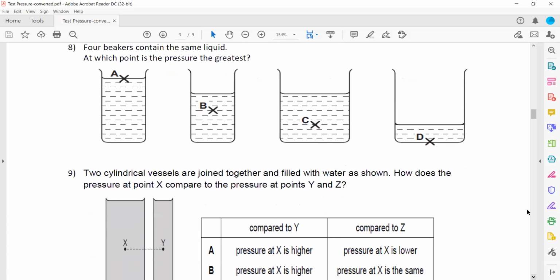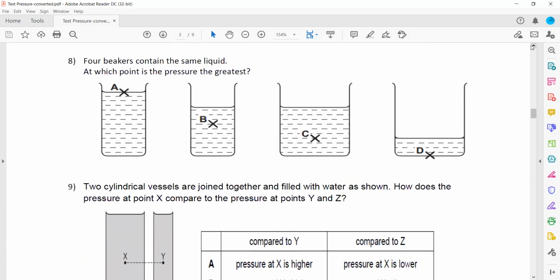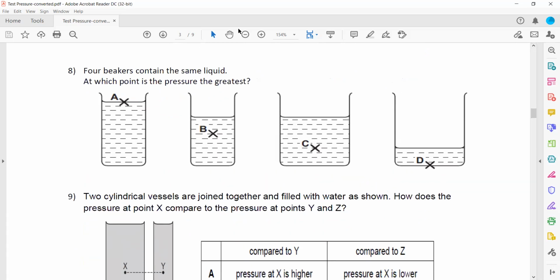Question 8. Four beakers containing same liquid. So same liquid is there. At which point is the pressure the greatest? Same liquid is there, so density is not the factor, it's the depth. You have to just check the depth. Which is having greater depth? A, B, C or D?